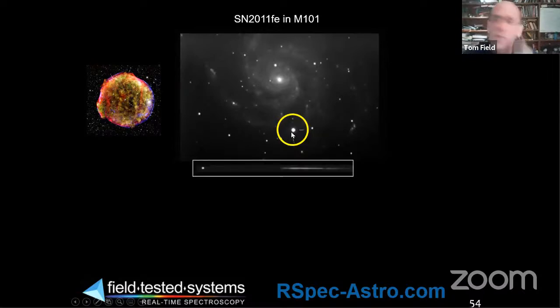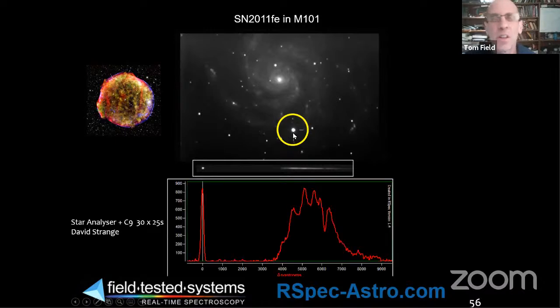Well, there's its spectrum captured with our Star Analyser grating by David Strange with a 9-inch SCT and less than 15 minutes' worth of stacked images. And there's the profile intensity graph. Now you can see a little dimming here, but look how bright it is in the graph.